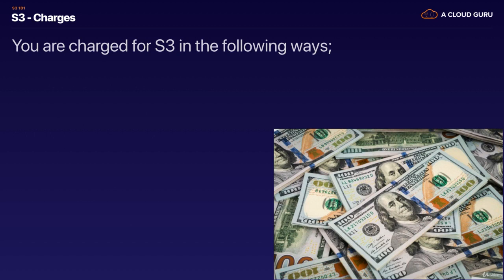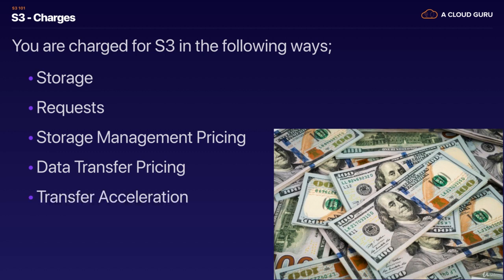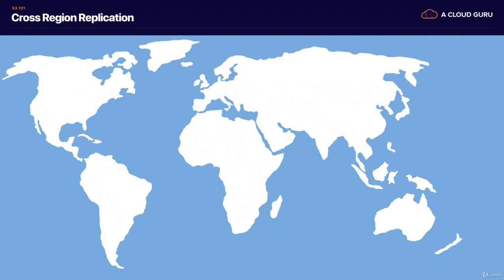So how are you going to be billed for S3? Well, you're charged in the following ways. You're charged in terms of storage, so the more you store in S3, the more you're going to be billed. You're also charged on the number of requests, so if you're making a lot of requests to those objects, it's going to be more expensive. You then get charged on storage management pricing, which covers the different tiers that are available. You also get charged on data transfer pricing, and for transfer acceleration and cross-region replication. And don't worry, we're going to cover exactly what those two things are right now.